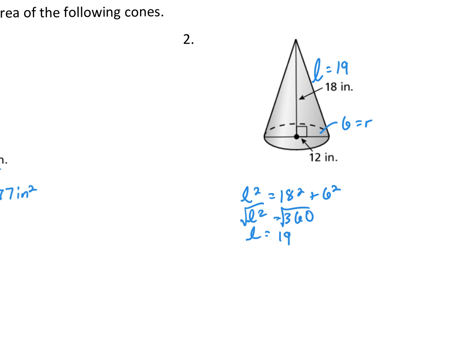Put this into our formula. So we have pi times 6, that's our radius, squared, plus pi times 6 times 19 equals about 471 inches squared.